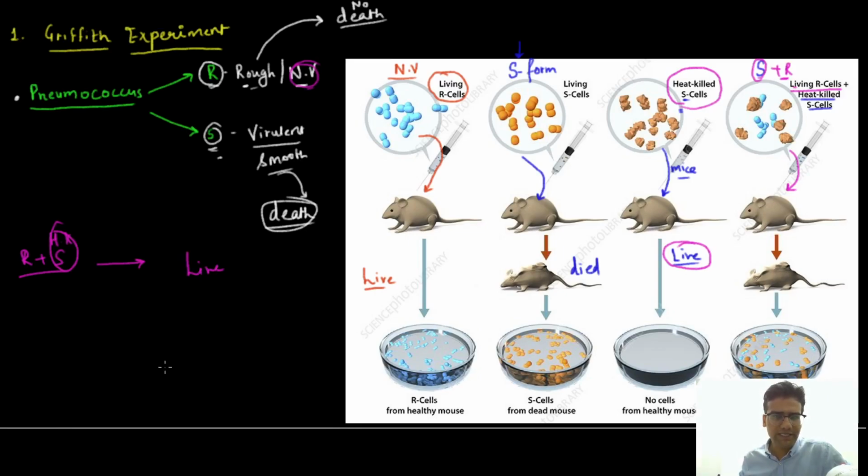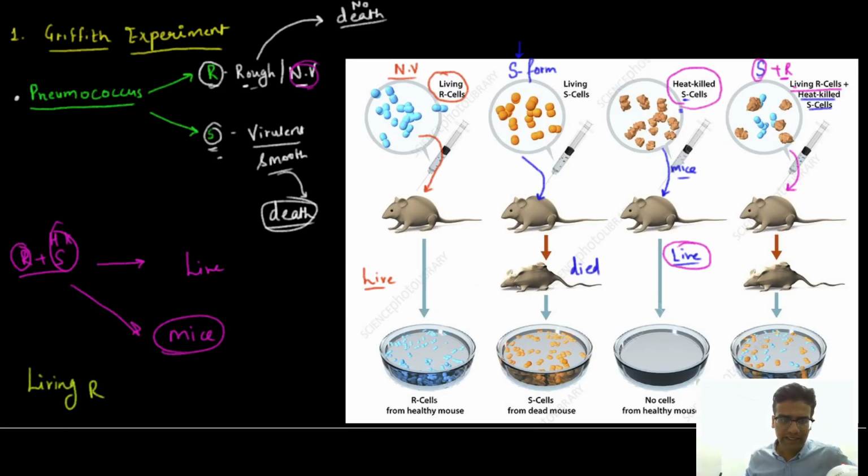But when he injected it into the mice, the mice died. That means the living form was R, and the dead form was the heat killed S. So this dead form of S passed some material into the R that caused the R form to change into the S form. That means these R forms are transformed.